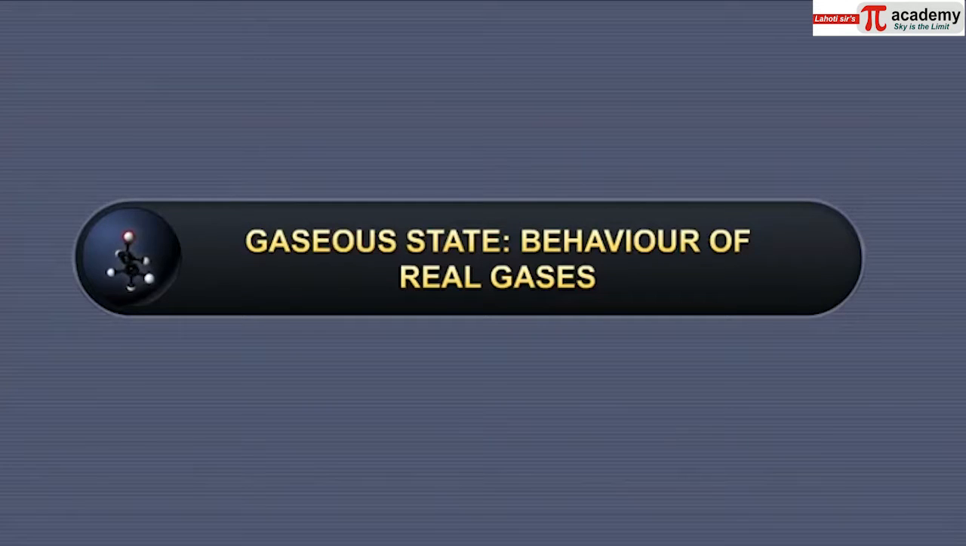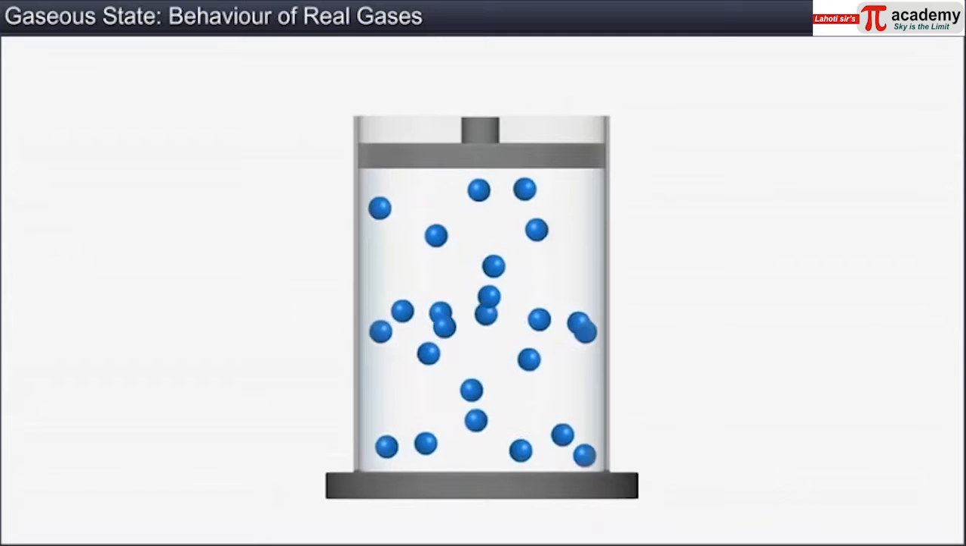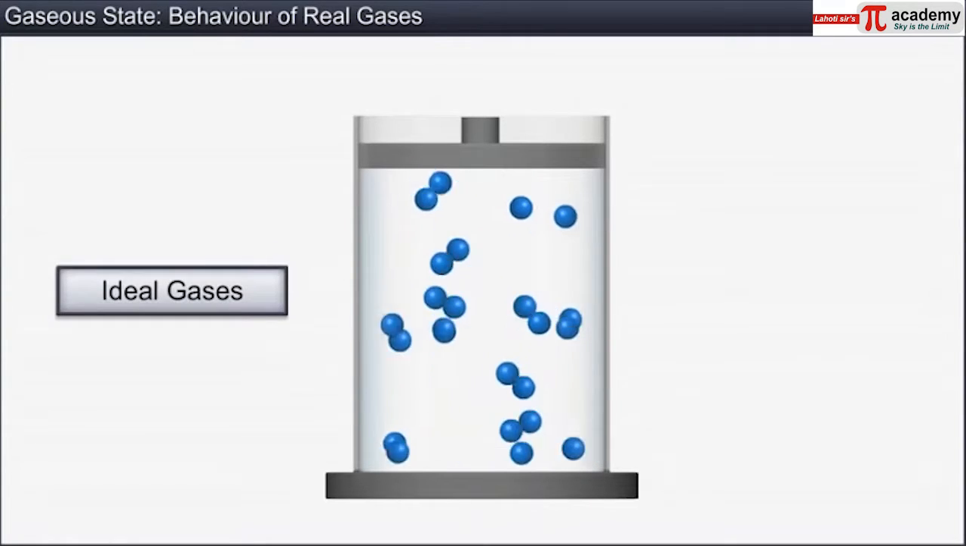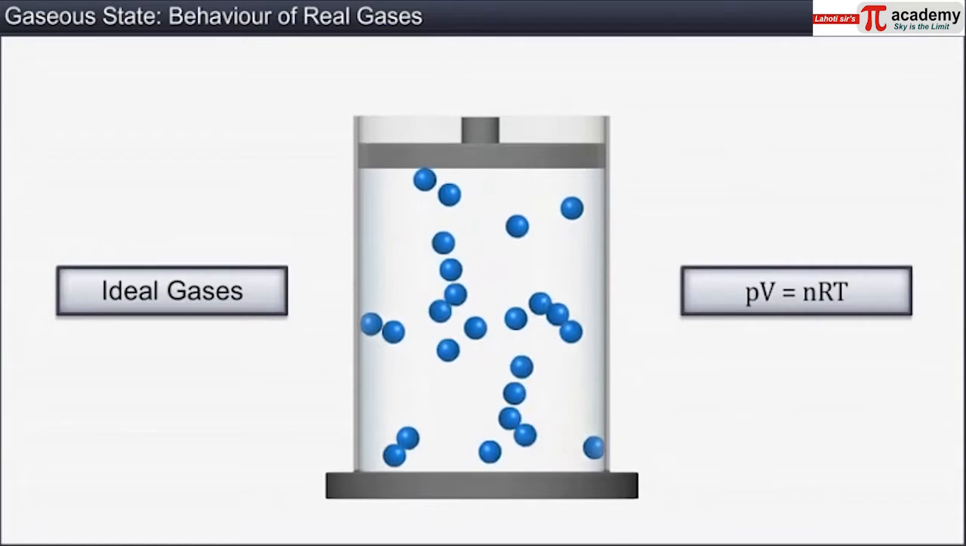In this module, you will learn about the deviation of real gases from ideal gases. Gases that obey the ideal gas equation are called ideal gases. The ideal gas equation is PV equals nRT.